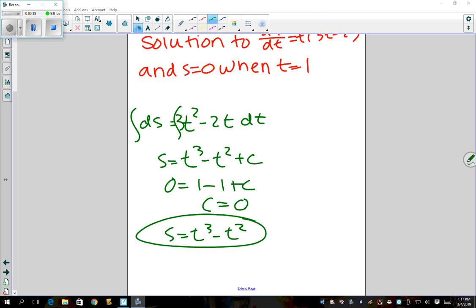So here below, we separated our variables first, and then we integrated, and you should get s equals t cubed minus t squared, and our c is 0, so there's no adding.